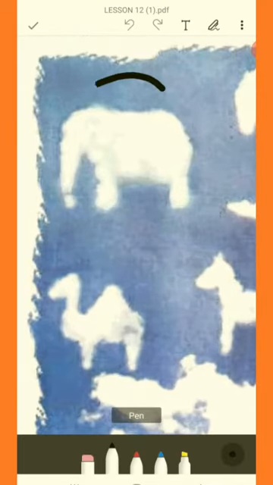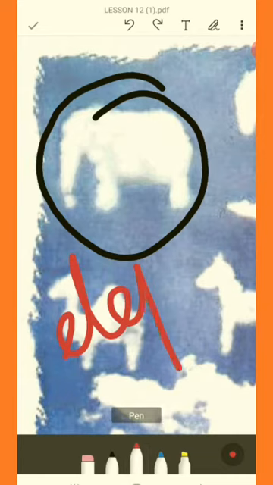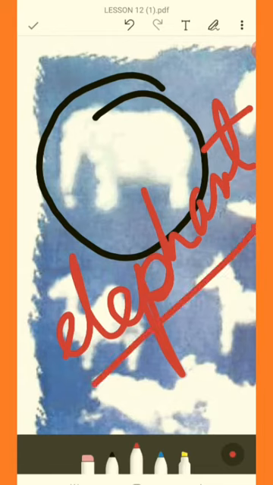Very easy. What does this look like? Begins with E. What does it look like? It's an elephant. Right? What is the spelling? E-L-E-P-H-A-N-T. Am I right? Elephant. Isn't it?